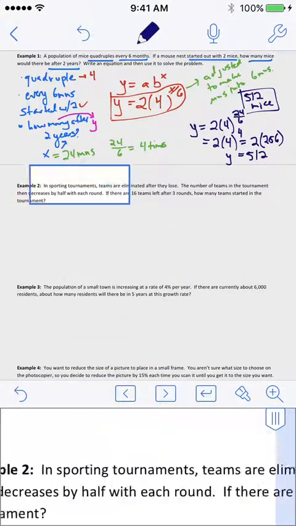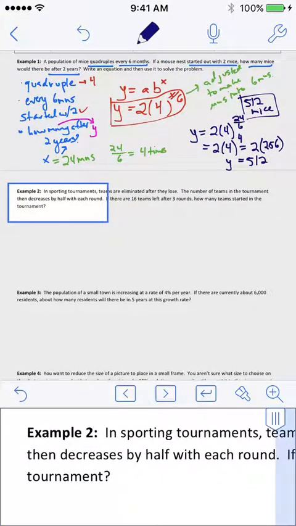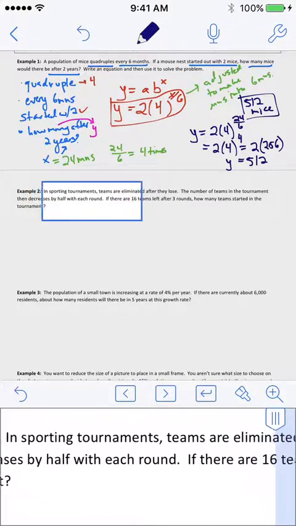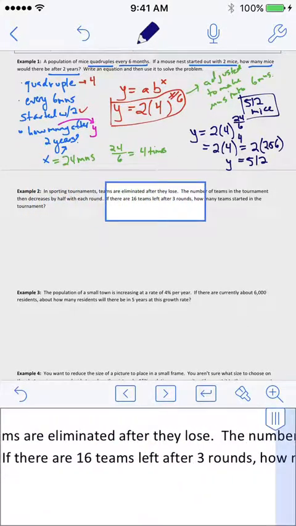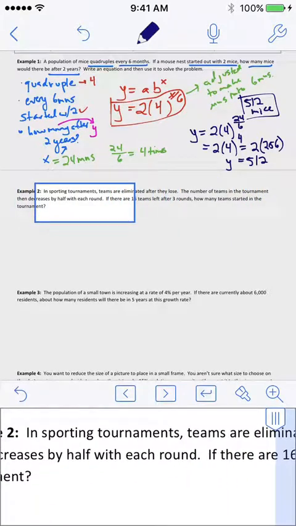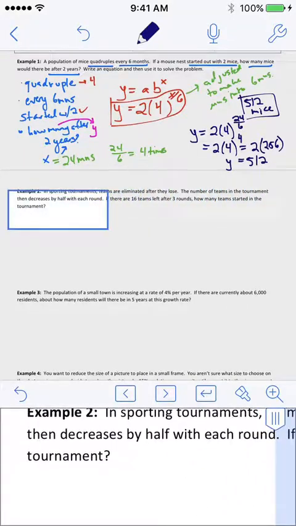Let's go try example 2. But if you have any questions about what I was writing here, what something says, any questions at all, make sure you pause the video and get them answered now. Okay, example number 2. In sporting tournaments, teams are eliminated after they lose. I hope you guys knew that. The number of teams in a tournament then decreases by half with each round. If there are 16 teams left in 3 rounds, how many teams started the tournament?